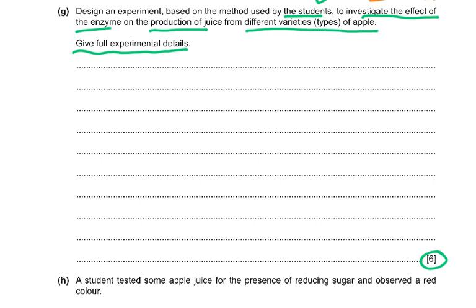So same mass of the crushed apple used, then the same volume of the enzyme solution used. Then you keep the same temperature. What are you changing? You're changing the types of apples. Same temperature, then you mix the apple and the enzyme and you leave it for 5 minutes. Then you filter it, and then you measure the volume. Then you compare the juice produced. Is it more in one variety or less in the other variety? And that is how you'll get a comparison.